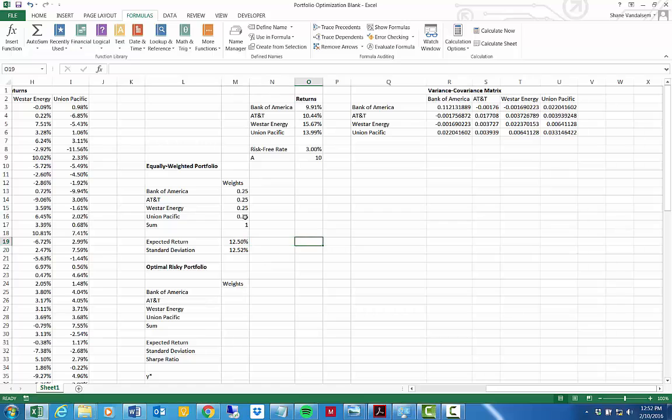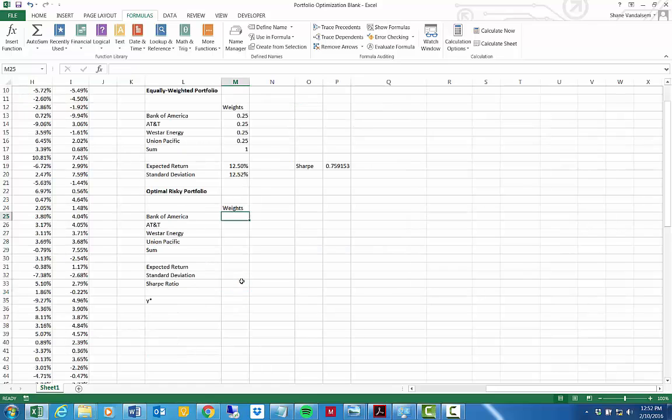So our Sharpe ratio in this case would be equal to the expected return minus the risk-free rate divided by the standard deviation. So I get 0.759153. So now what I want to do is see if I can do better than that.